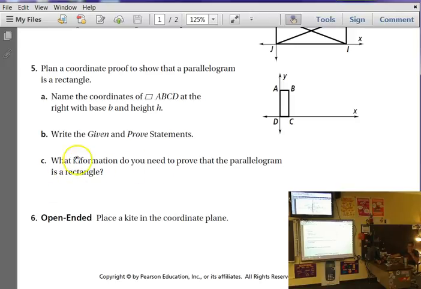And then what information do you need to prove that the parallelogram is a rectangle? The angles need to be right angles.